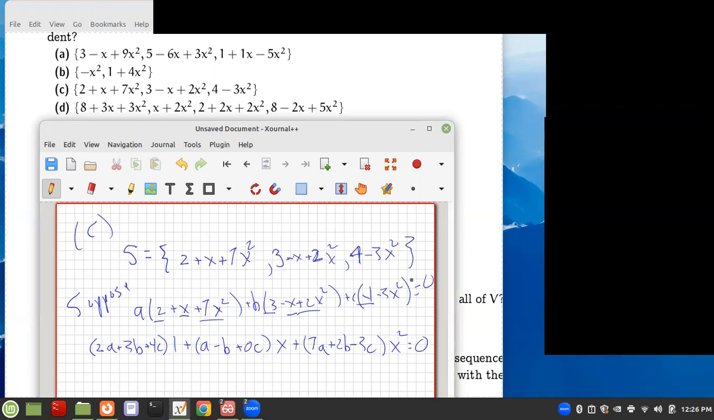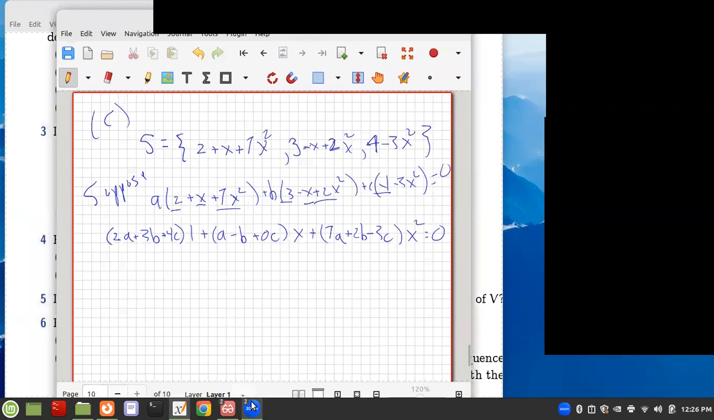Okay. Then for these to be the 0 polynomial, we would have to have, let's start from this one, 2a plus 3b plus 4c equals 0. That's this equals the 0. This one would be a minus b equals 0. That's this equation. And this one is going to be 7a plus.